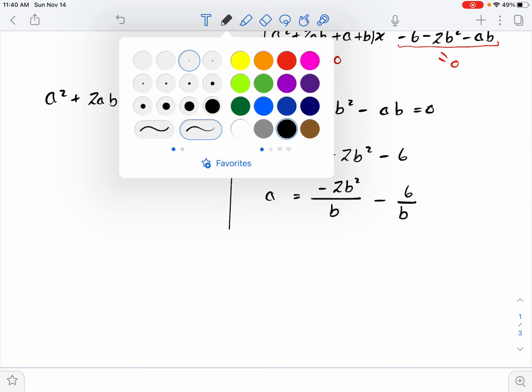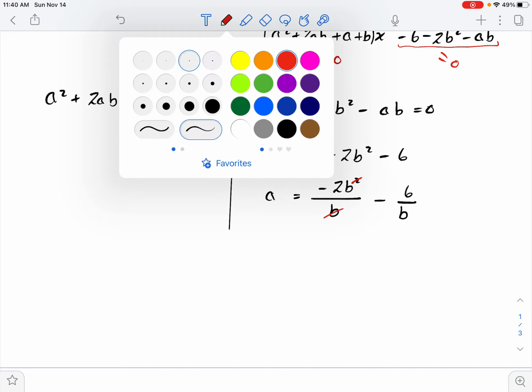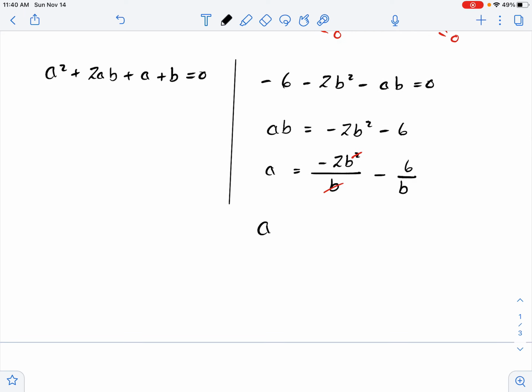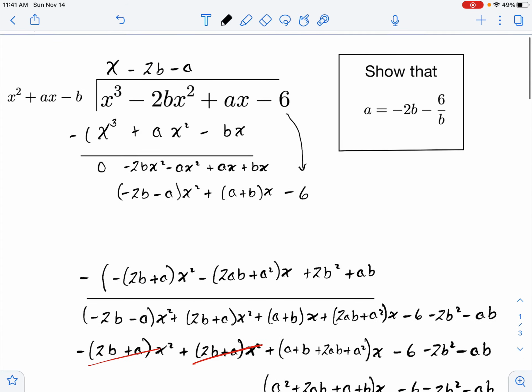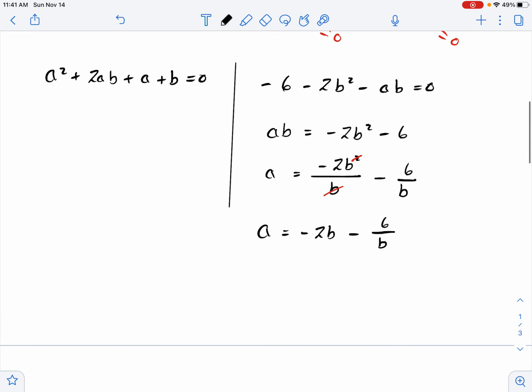And what will happen is I can now cancel this b with one of these b's. And so I have, as my final line, a equals negative 2b minus 6 over b. And that is it, proved. That is that problem done. Just to remind myself that I have got it right: yes, negative 2b minus 6 over b. That is what you've now proved, what they asked you to prove.